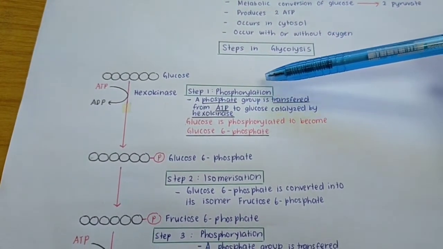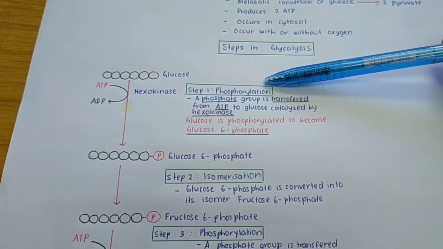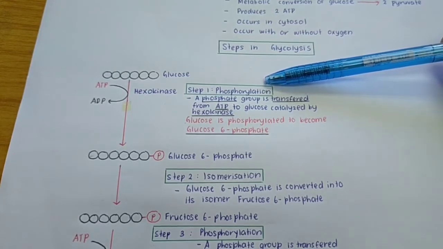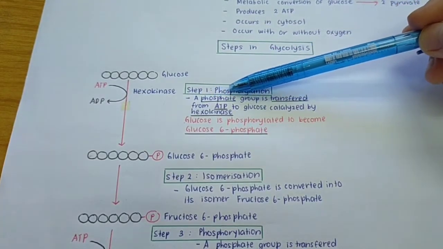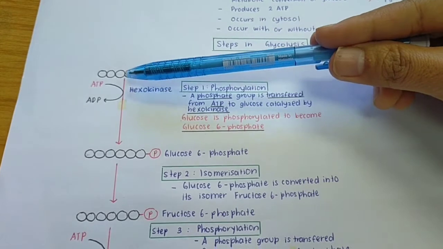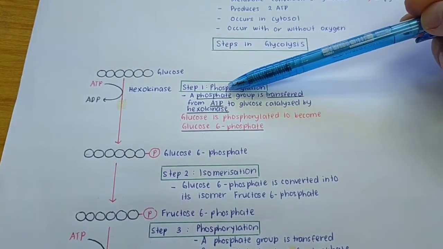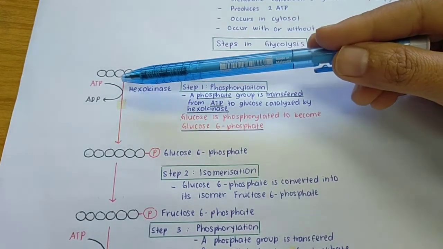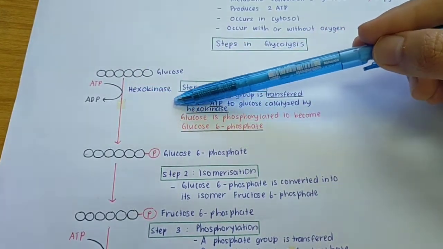The first step, step 1, is phosphorylation. First of all, you have to know what the meaning of phosphorylation is. Phosphorylation means addition of phosphate. So what happens to glucose here? A phosphate group is transferred from ATP. So the source of phosphate comes from ATP. This phosphate from ATP is transferred to glucose, catalyzed by the enzyme hexokinase.